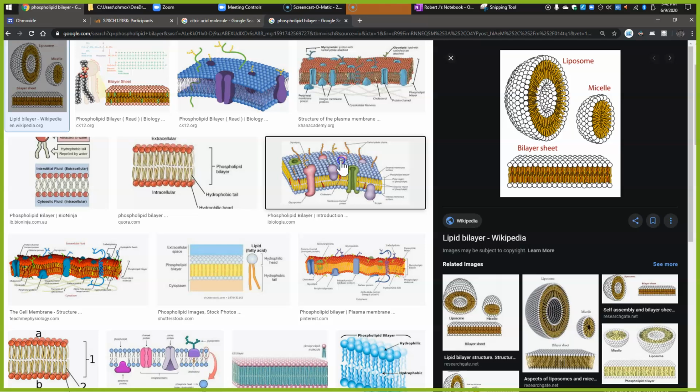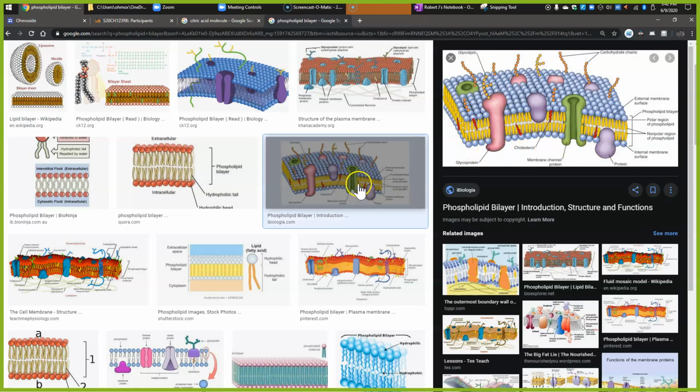All right. So this is the phospholipid bilayer. This portion that's blue is hydrophilic. The portion that's yellow is hydrophobic. So the insides hate water, which is why they're attaching to each other. And the outsides love water, which is why they're on the outside. So the outside of the cell and the inside of the cell love water.